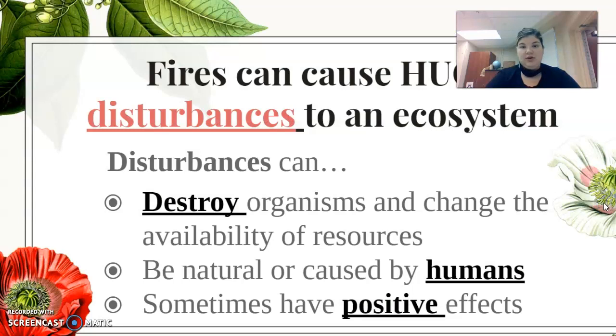So fires can cause disturbances. They can destroy the ability of natural resources to be maintained. They can be caused by humans, and they sometimes have positive effects. And succession is basically going to happen after some type of disturbance. So the house was built on that property, that's a disturbance. There was a fire in the ecosystem, that's a disturbance. It's something that has taken us away from the natural ecosystem.